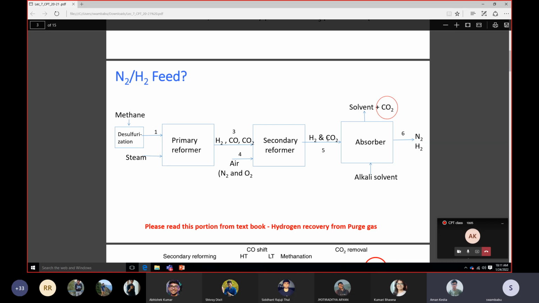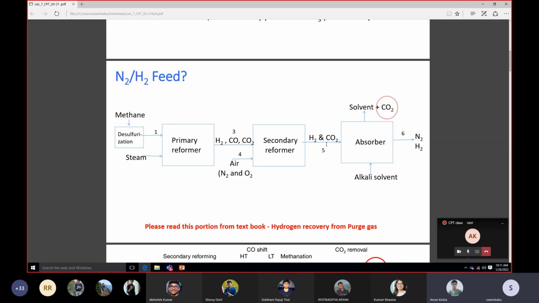I forgot to mention here, in stream 5, if you see the number 5, we will have hydrogen, carbon dioxide and nitrogen. These three will be there predominantly. I even showed you the composition in the last class. Stream 5 goes to the absorber, where we want to separate carbon dioxide from hydrogen and nitrogen.